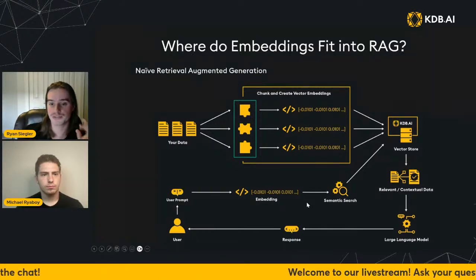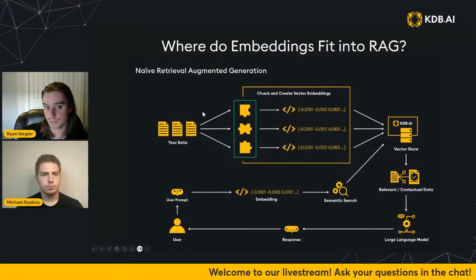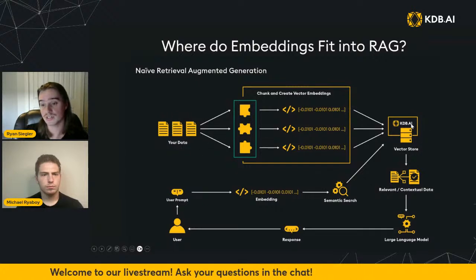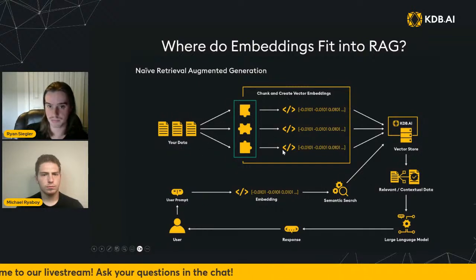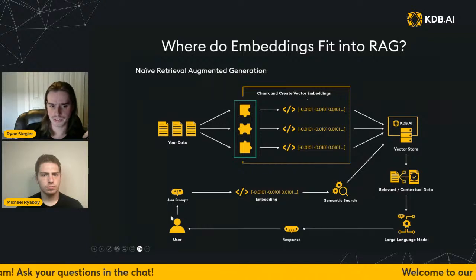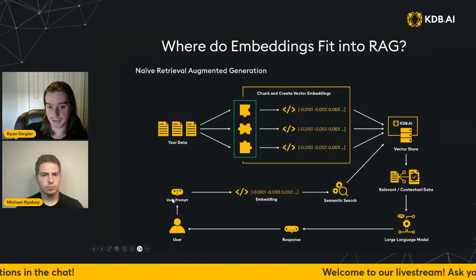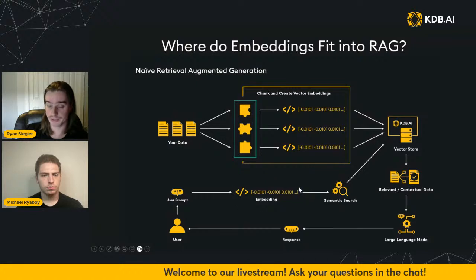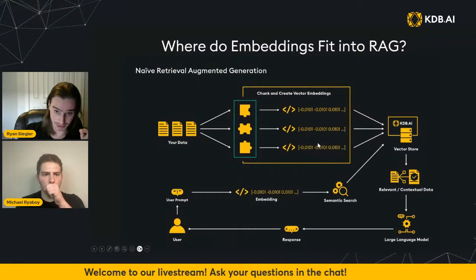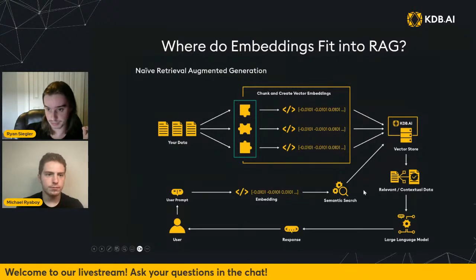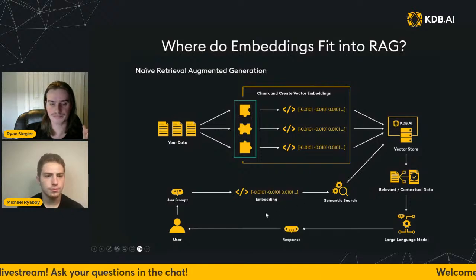So the embedding model is important in two steps here. Number one step is the embedding of the data that you're ingesting into your vector store. So this step right here. And then number two, when you're embedding your original user prompt. So this is very important as well. And it's important that they're the same embedding model, because then they can be stored in the same vector space.